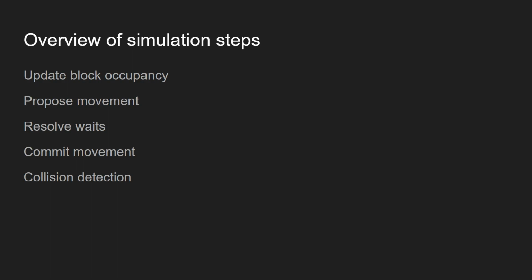Next, all of the waiting trains need to have their waiting status resolved. Based on that, trains will then commit their movement. And finally, I detect intertrain collisions. Let's go into a bit more detail about all of these steps.